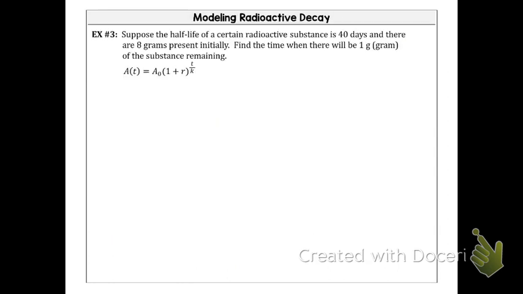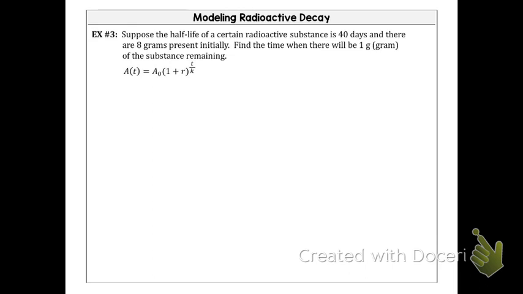All right, modeling radioactive decay. So suppose the half-life of a certain radioactive substance is 40 days, and there are 8 grams present initially. Find the time when there will be 1 gram of the substance remaining. And it gave us the equation there. It says we're going to say that A of T, which is our ending amount, is equal to A sub 0, the beginning amount, times 1 plus R, the rate as a decimal, raised to the T divided by K.